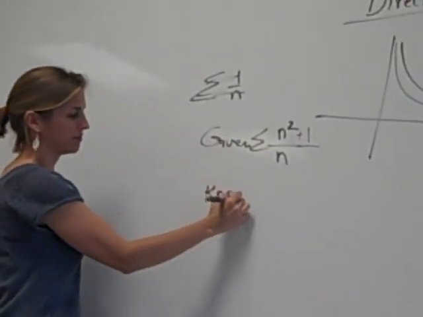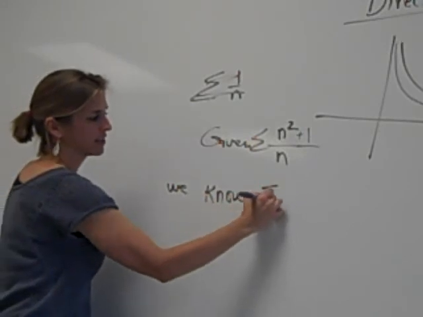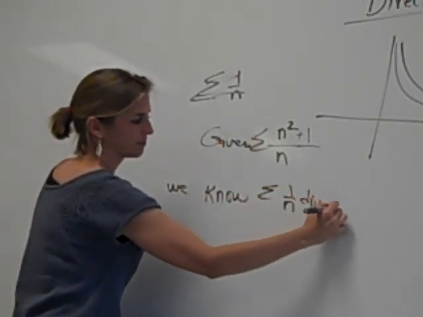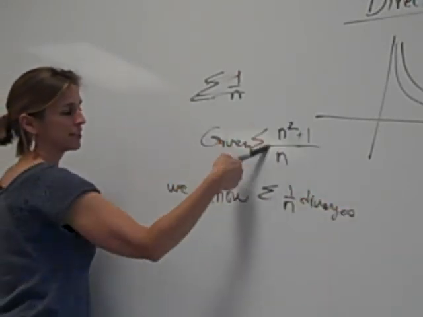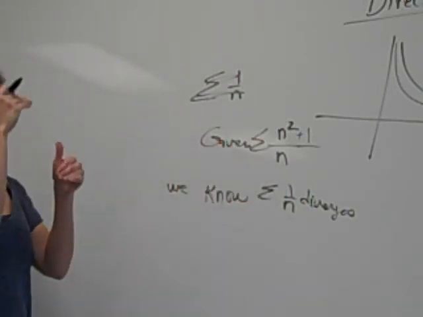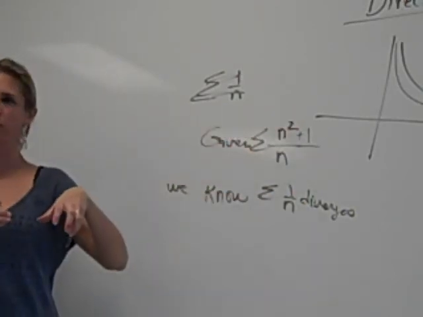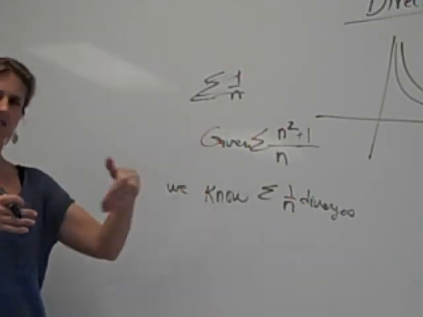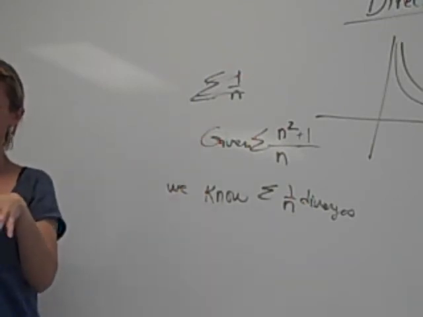Because we know that the series 1 over n diverges, and the series I just found is even bigger than this because I put stuff in the numerator, so it's bigger than it. Then mine diverges also. Do you know what I mean?